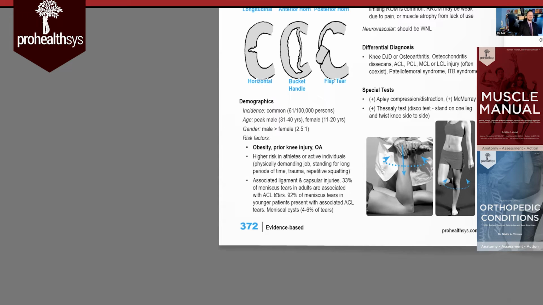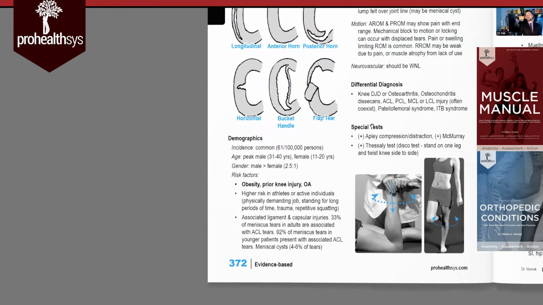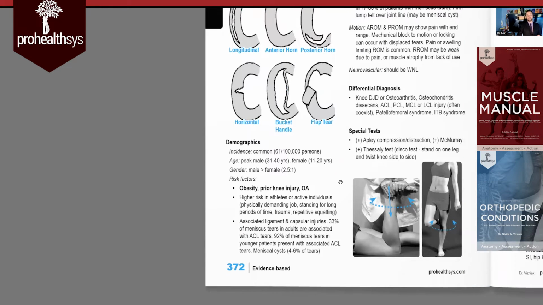Associated ligament injuries: 33% of all meniscus tears in adults are associated with an ACL injury, okay? 92% of meniscus tears in younger patients are also associated with ACL injuries. As that knee becomes unstable, that's when you see the meniscus taking more force than it should have to take as it slips and slides around a little bit. Meniscal cysts are there as well. In a lot of the tears, you would have to see those on MRI or on ultrasound.